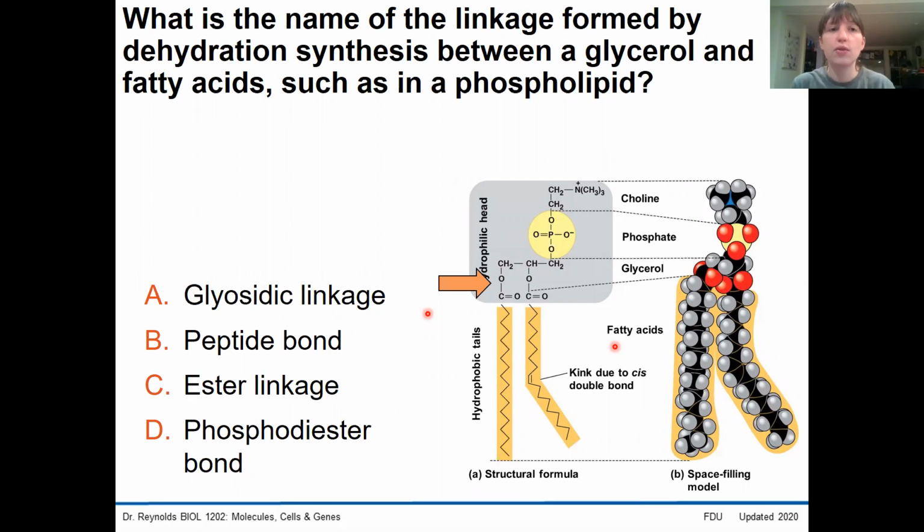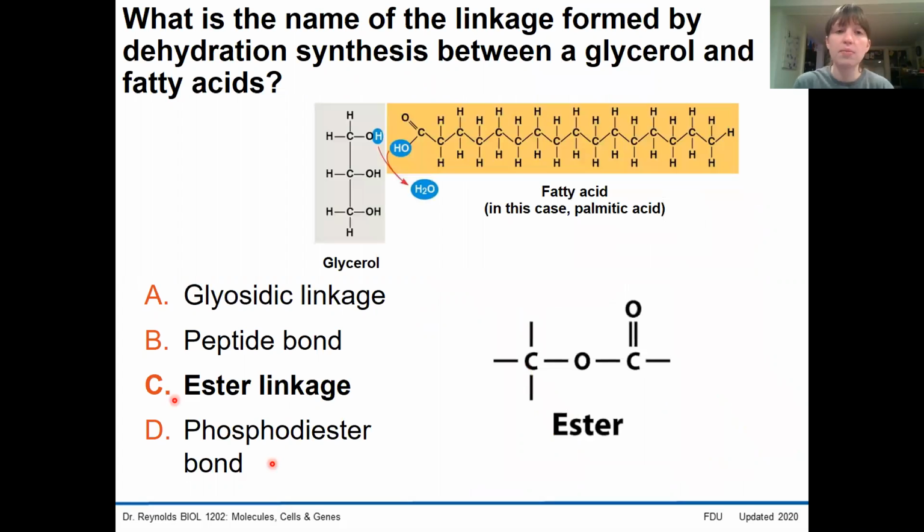All right, so what's the name of the linkage that's formed by dehydration synthesis between a glycerol and a fatty acid? Now, an example of this would be a phospholipid. So this is an example of the bond between the monomers that form together to make the components of a membrane. While glycosidic linkages are found in saccharides, peptide bonds are found in polypeptide chains, which form proteins. And a phosphodiester bond is going to be the component of nucleic acids. So it's going to be an ester linkage that we see forming between this fatty acid tail and this glycerol.